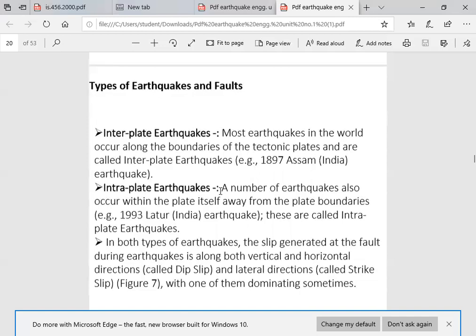So, the intraplate earthquake, what is it? Most of the earthquakes in the world occur along the boundaries of the tectonic plates and are called interplate earthquakes.